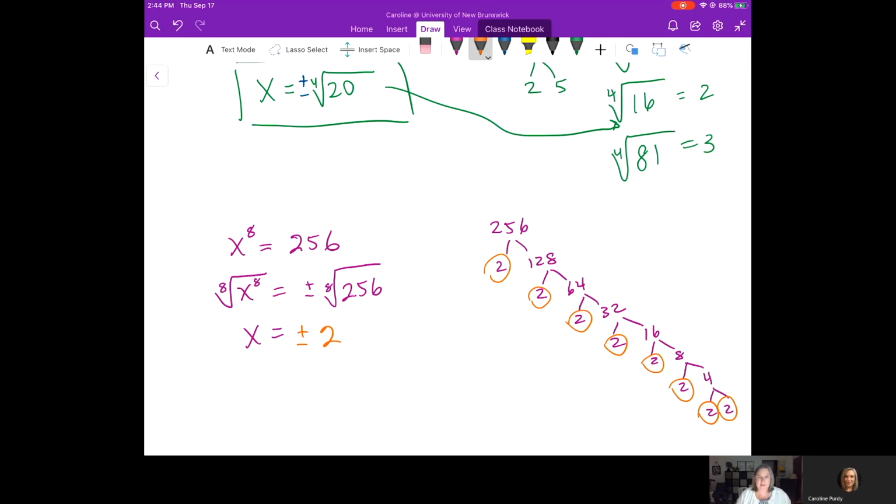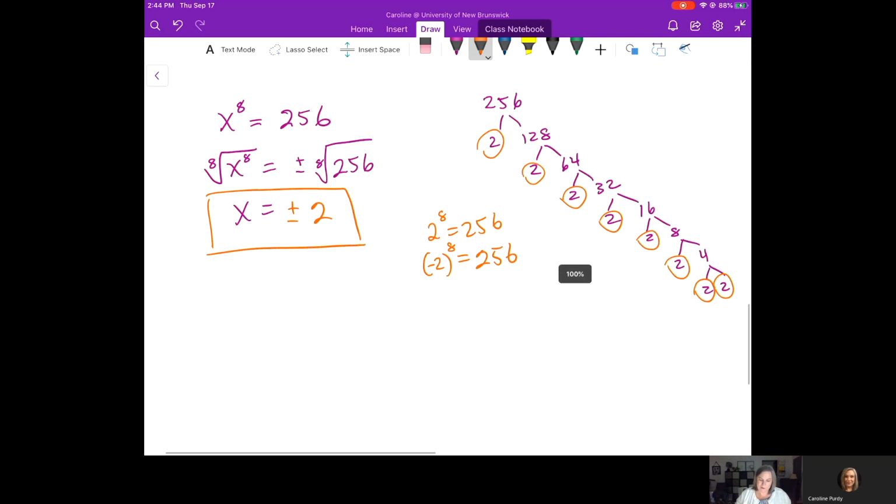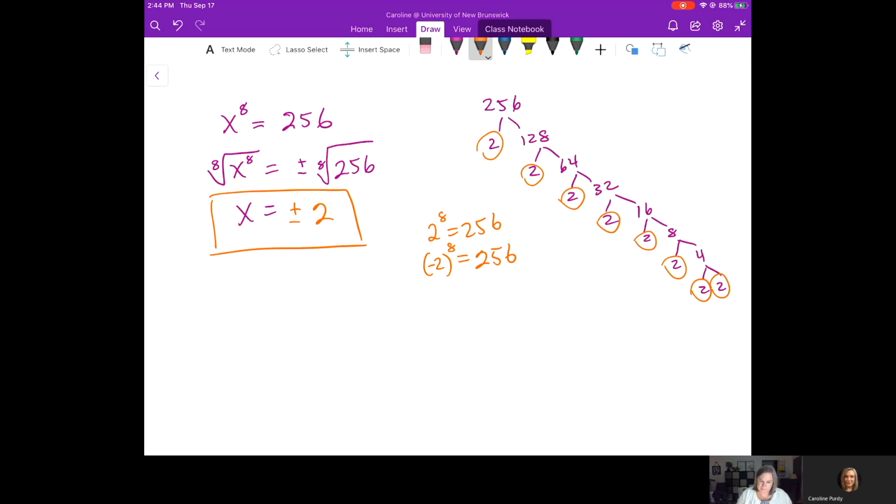If you put 2 to the 8th power on your calculator, you get 256. And if you put negative 2 to the 8th power in your calculator, you get 256. And that's why you need to remember the plus or minus. Where do we not have to remember the plus or minus? If it is an odd root.